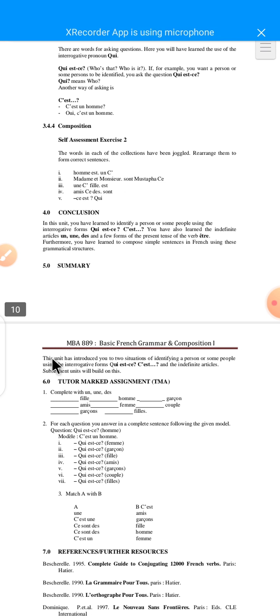Summary. This unit has introduced you to 2 situations of identifying a person or some people using the interrogative forms qui est or c'est and the indefinite articles. Subsequent units will build on this.